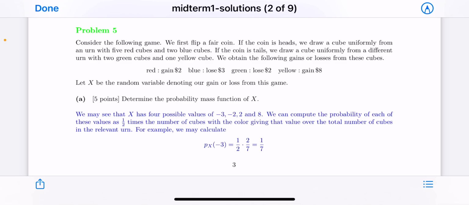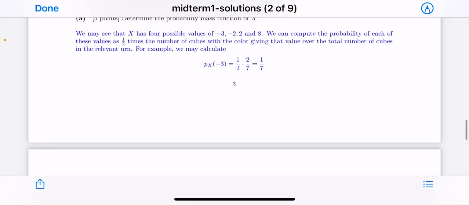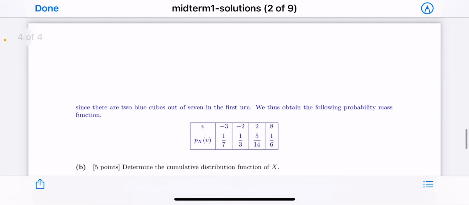So we have an example here. We have the probability of X being -3. We can say, all right, so I'm going to take the 1/2 from flipping the fair coin, and then I'm going to take 2/7 because in the first urn, there's 2 blue cubes out of a total of 7. So that way I get 1/7 as the probability of X being -3. Okay, and so then we can do the rest of the calculations in exactly the same way and fill out the table you have on the screen here.